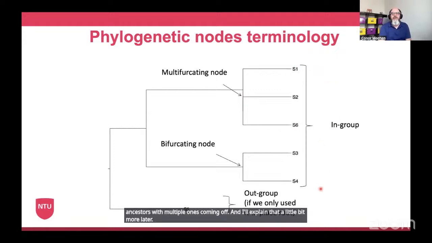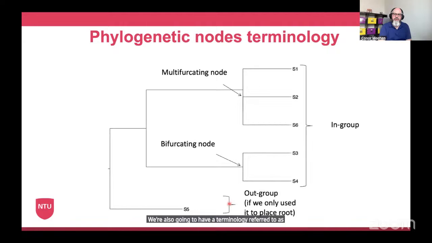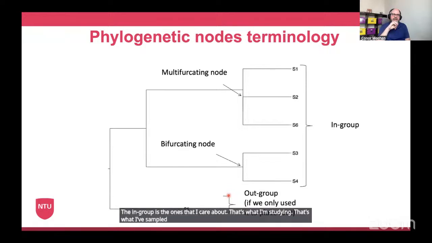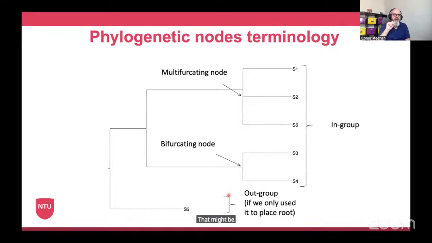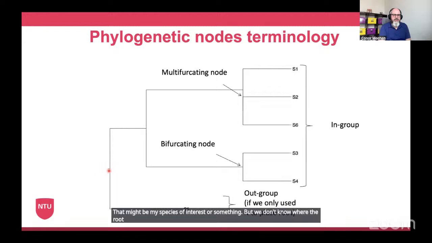We also can have a terminology referred to as an in-group and an out-group. The in-group is the ones that I care about. That's what I'm studying. That's what I've sampled. That's what I'm trying to investigate. That's maybe my outbreak cluster. That might be my species of interest or something. But we don't know where the root of the tree is. This is the root back here when we're just looking at our in-group.